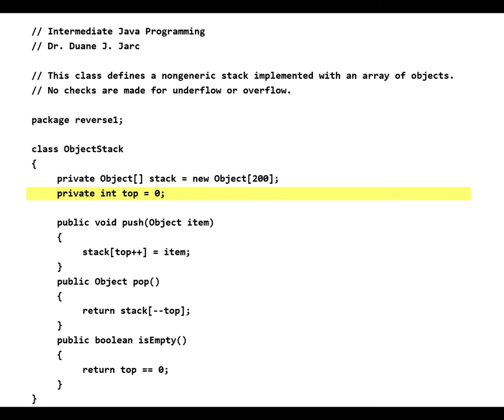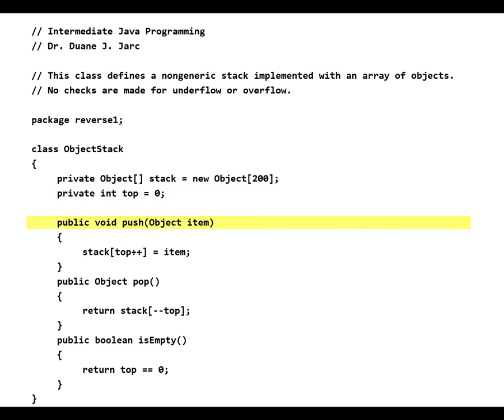In addition to the array itself, it is necessary to maintain a subscript that indicates the position of the top of the stack. By initializing top to 0, it actually contains the position where the next element will be pushed. In addition, it contains the number of elements currently on the stack. So by initializing it to 0, we are initially defining an empty stack.